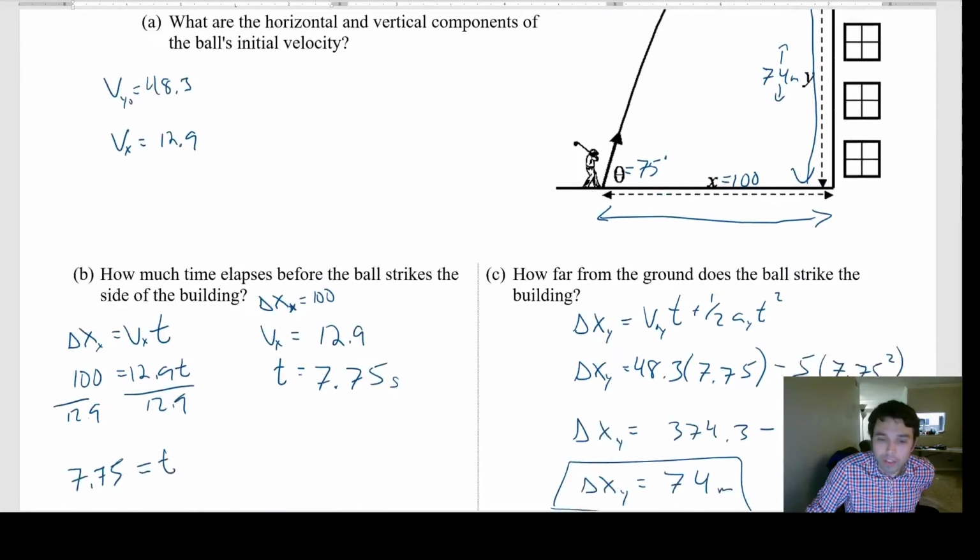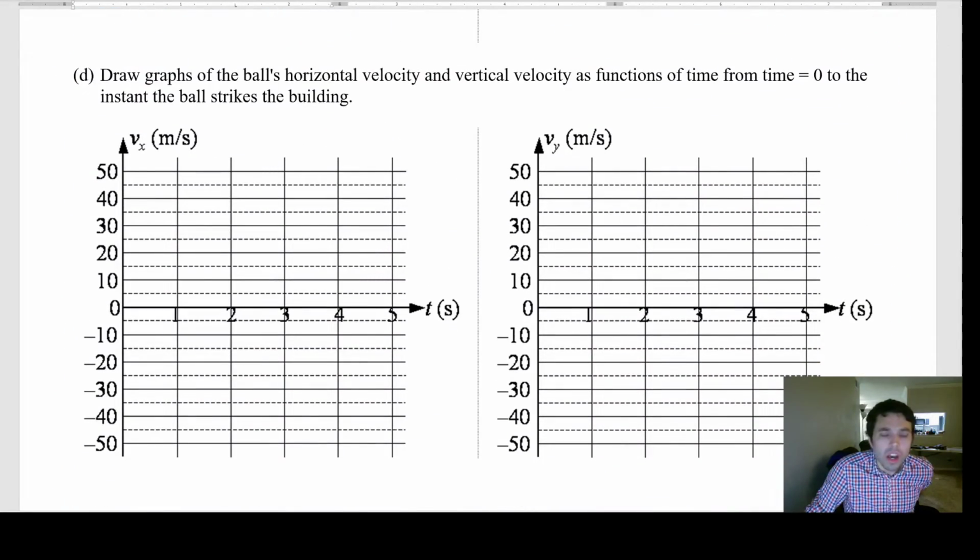All right, I'll go do the graphs too. So let's look at the graphs real fast. So draw graphs. Now this is a graph of horizontal velocity versus time, and then vertical velocity versus time.